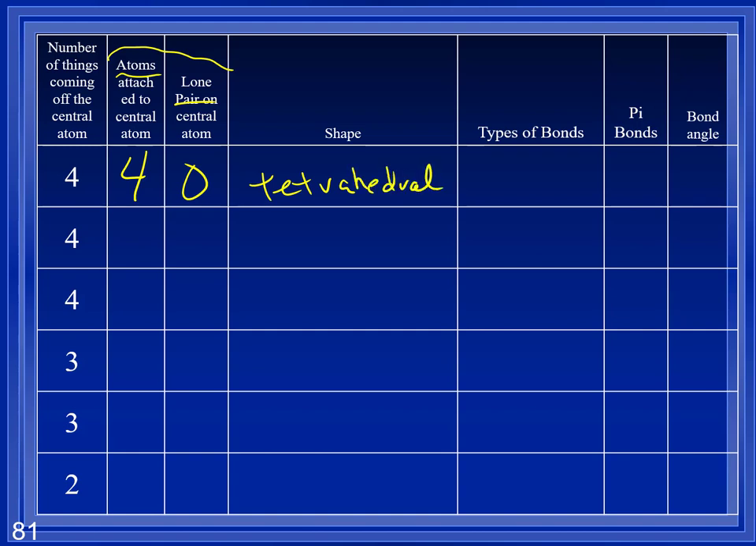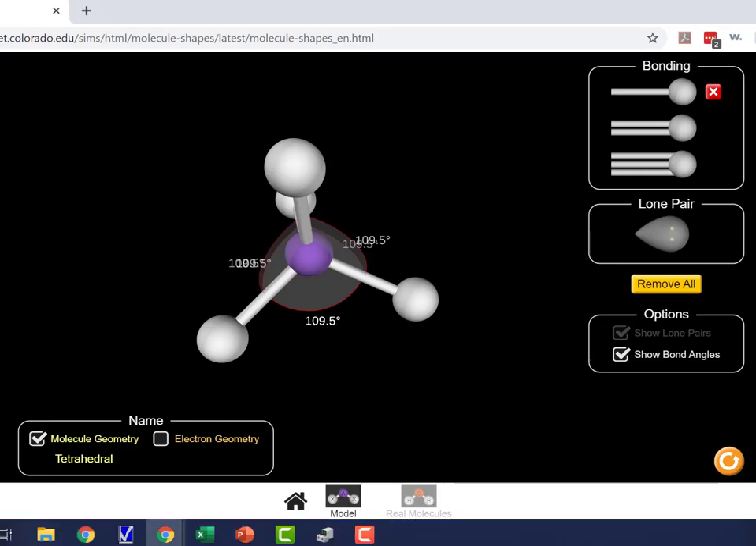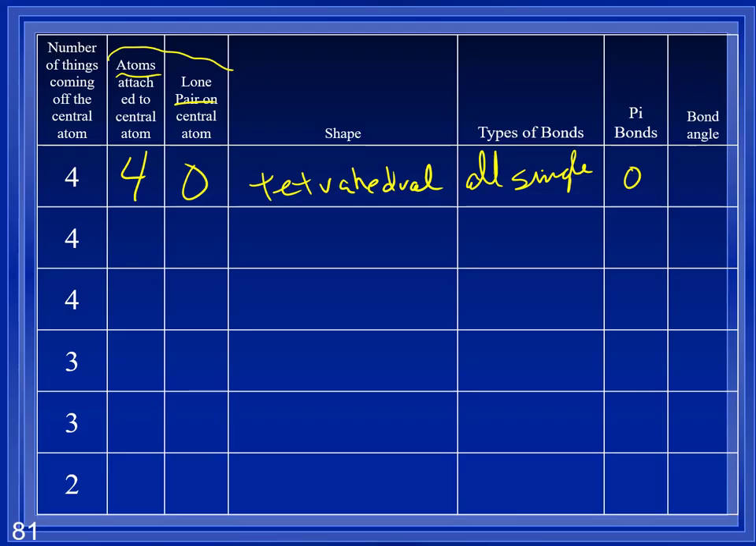What kinds of bonds did we have there? I had 4 single bonds, right? So they were all single bonds. How many pi bonds were there? None, because you've got to have a double bond before there's a pi bond. So there were no pi bonds. And what angle did it say it was? 109.5 degrees.